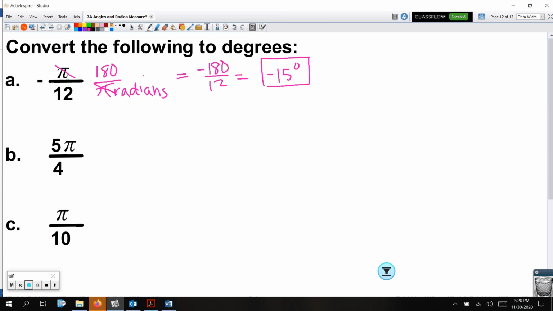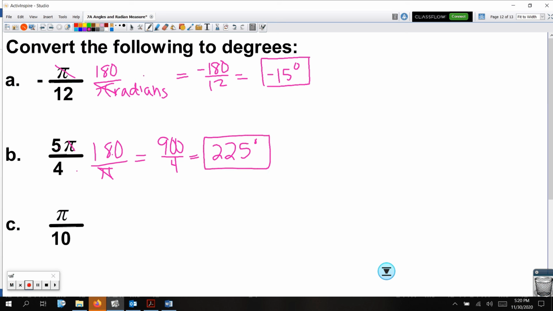So you're basically just taking whatever you have here and multiplying it by 180. So here I have 5 pi over 4. So I multiply by 180 over pi. Pi's cancel. 5 times 180 divided by 4. 5 times 180 is 900. Divided by 4 is 225 degrees.